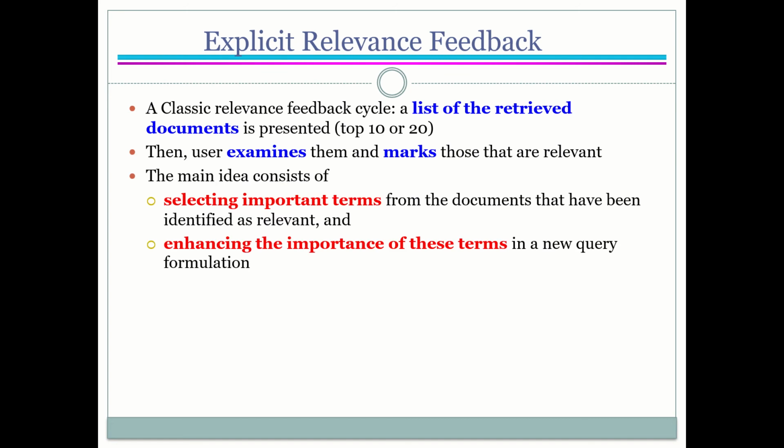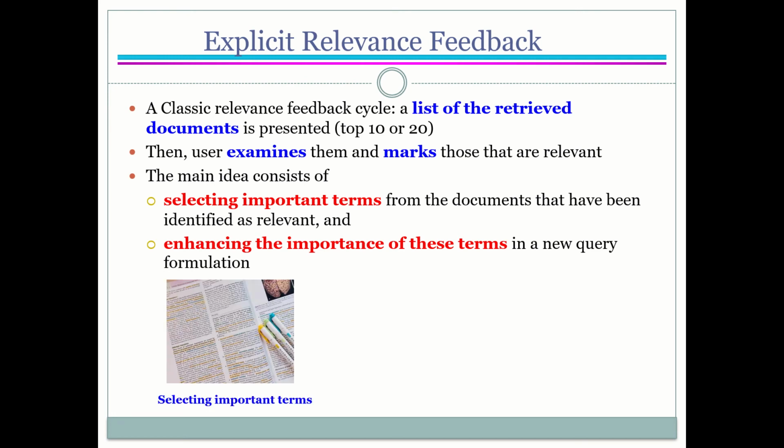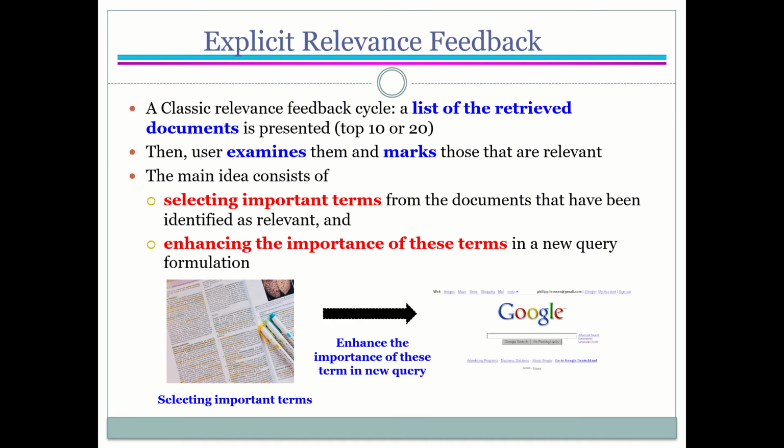And the main idea is to select important terms from the documents that have been identified as relevant and then use that information in order to enhance the importance of these terms in a new query formulation, or the new modified query. So we select the important terms in the document, and then we use those terms in order to enhance the query. By doing that, we are enhancing the importance of these terms in the new query.